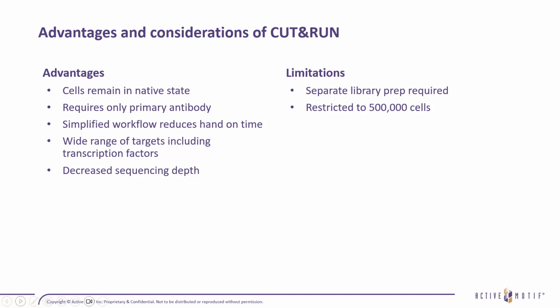Now, the limitations here are that a separate library preparation is required. This is because you do not have the sequencing adapters on your fragments, so you need to ligate those on afterwards. Now, I did put restricted to 500,000 cells in the limitations because it is a limitation. We are telling you how many cells you need per reaction. However, what I do want to point out is this is still lower than what is required for ChIP, especially if you're looking at transcription factors.